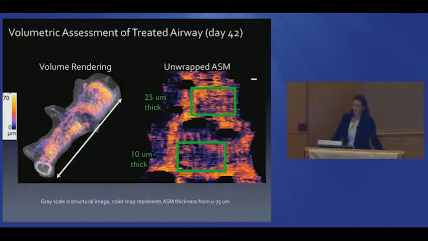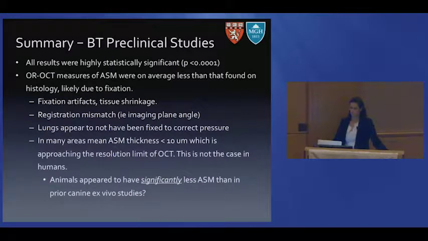And I like these volume rendering images because you can better appreciate what's going on here with the smooth muscle and these unwrapped layers. These are bifurcations, these black holes, by the way. This is a region of airway smooth muscle that was untreated, and the mean airway smooth muscle thickness here was 25 microns. And this is following treatment, and the mean thickness was 10 microns. Again, just pointing out that this is right on the resolution image limit of our imaging system. So we were still pretty impressed that we were able to do it.